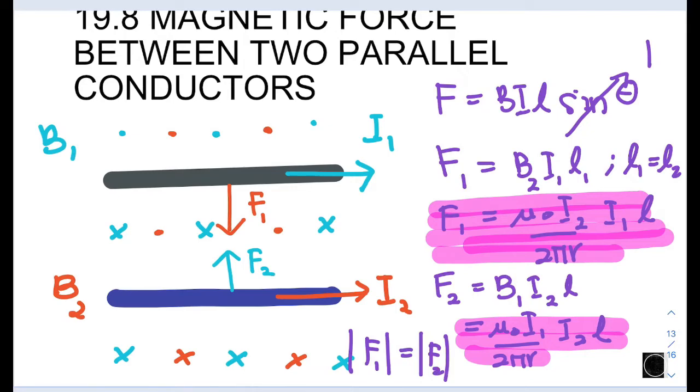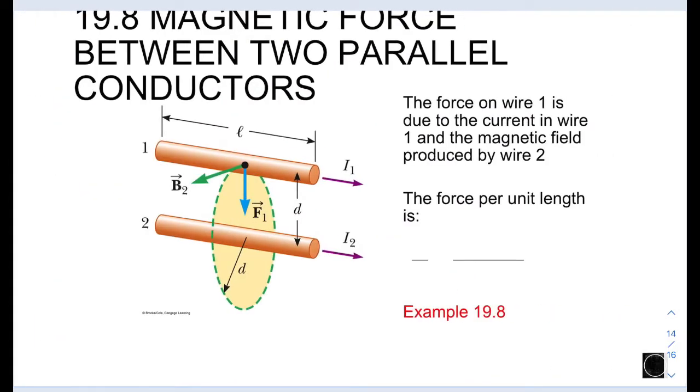So between two parallel conductors, if the current is flowing in the same direction, there will be a force acting on each of the wires towards each other. It seems like the force is a kind of attractive force. The magnitude of the force is the same, but they are in opposite direction. They cannot be added up or subtracted, you cannot have mathematical treatment between them because they are acting on different wires.